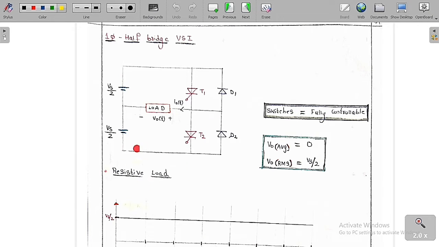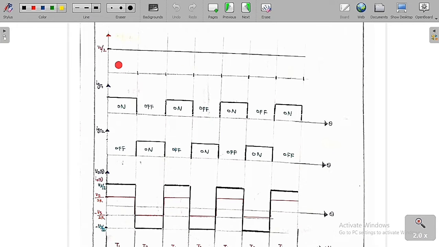Now we are going to analyze what diagrams we are going to get for the output voltage and current, supposing we keep a resistive load. This is the input voltage, which is Vs by 2. Vs by 2 is the input voltage for all the time, as it is a constant voltage.